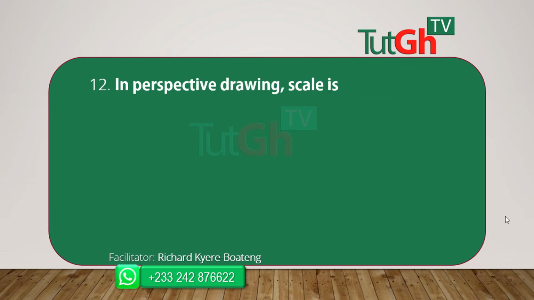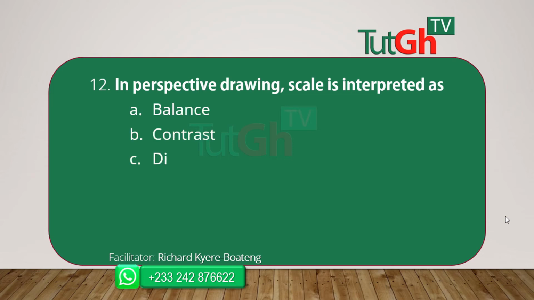12. In perspective drawing, scale is interpreted as A. Balance, B. Contrast, C. Distance, and D. Nearness. The answer is C. Distance.